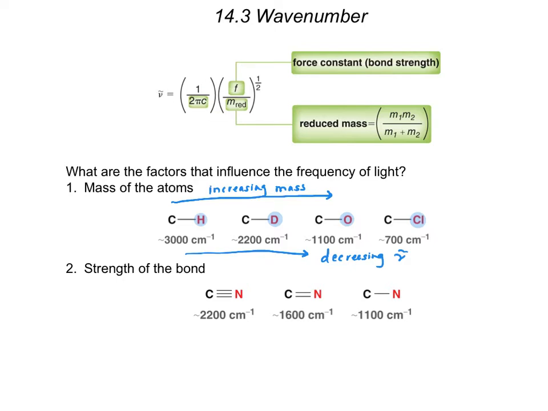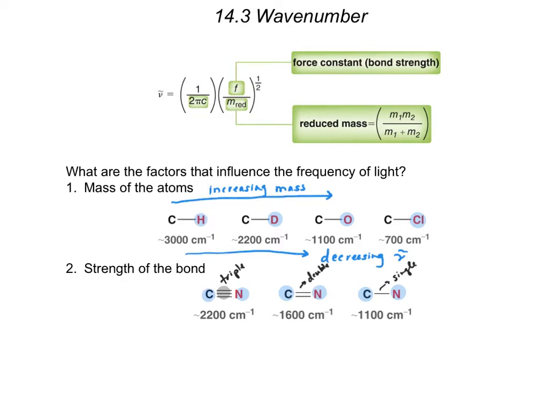What about strength of bond? So let's say we're looking at bonds between carbon and nitrogen, carbon and nitrogen, carbon and nitrogen. For all of these, mass isn't going to play a factor because it's the same atoms on either side of the bond. What does change for these, though? The frequency. So specifically, what type of bond do I have here? A triple bond. What type of bond do I have here? Double. And this one is a single.